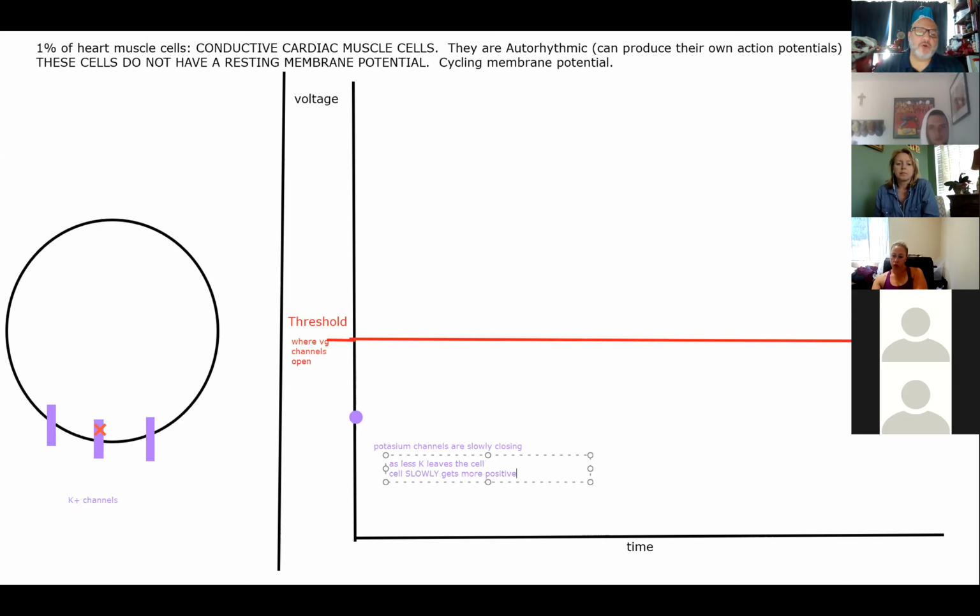Remember, these three potassium channels are not the only channels on the cell. There are leak channels and pump channels. When a cell is at its resting membrane potential, it's not that no ions are moving in and out, it's that there's no net change. Here we're changing: less potassium is leaving, so the cell slowly gets a little more positive. That's what we call the slow depolarization.